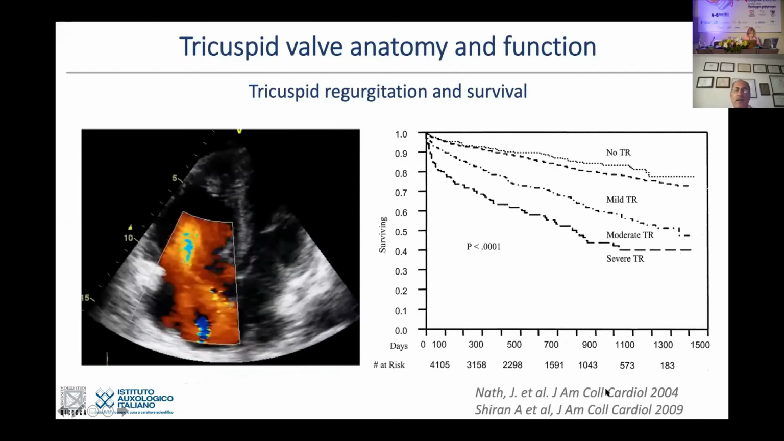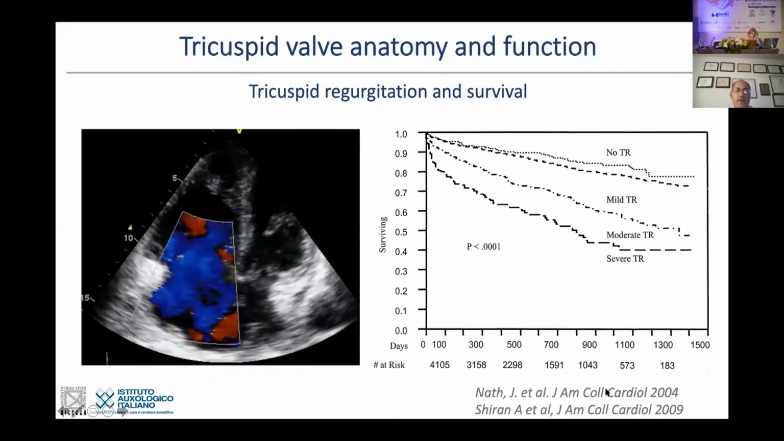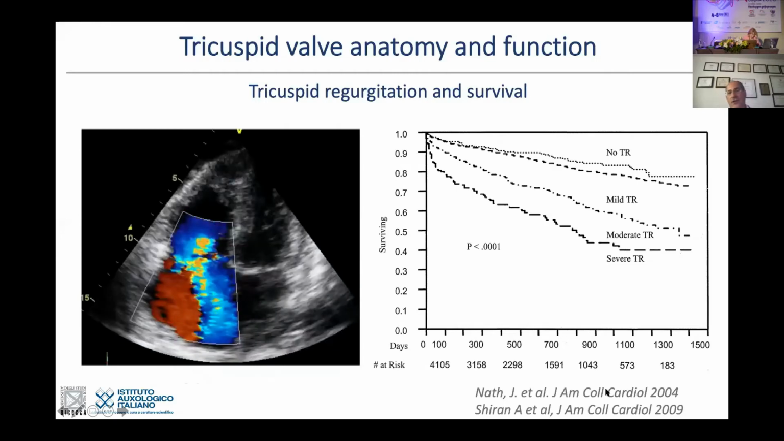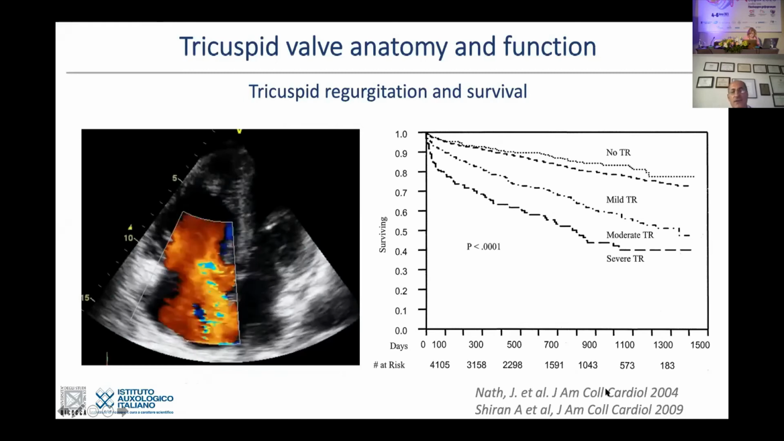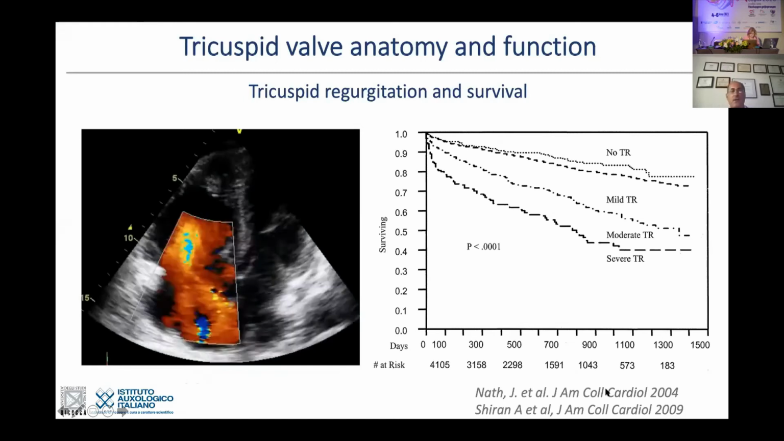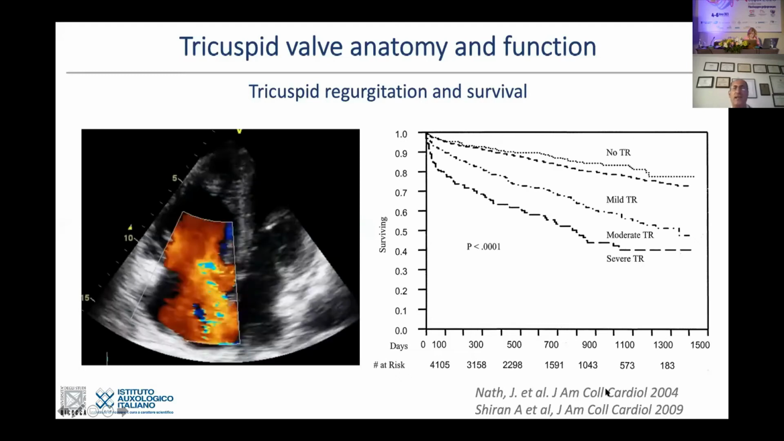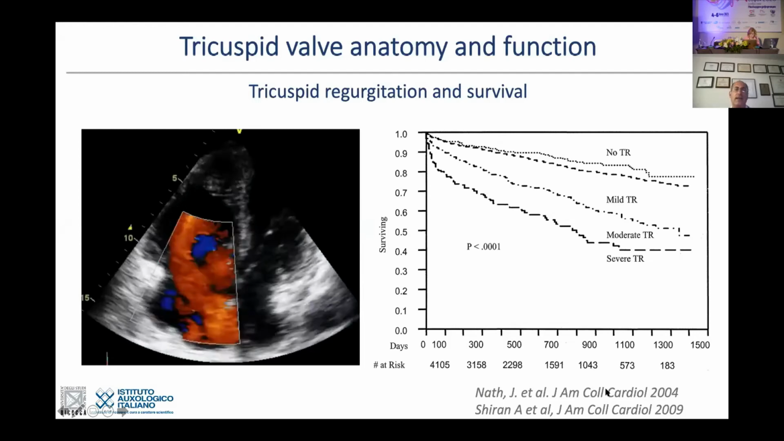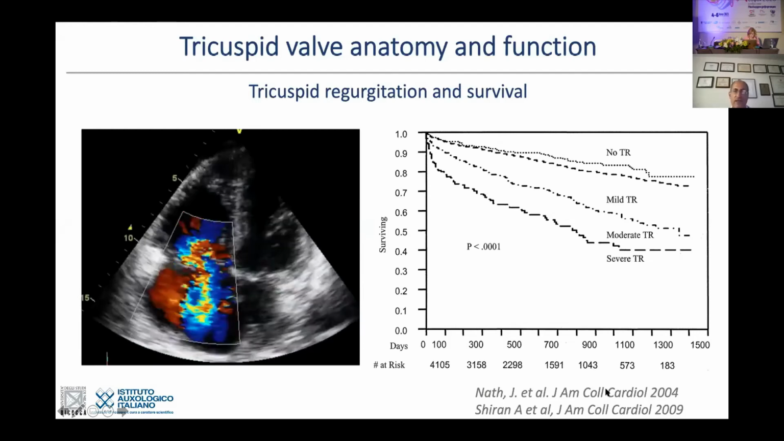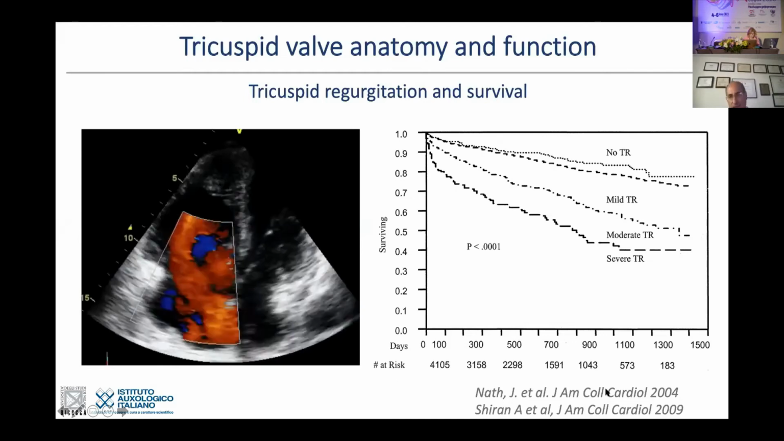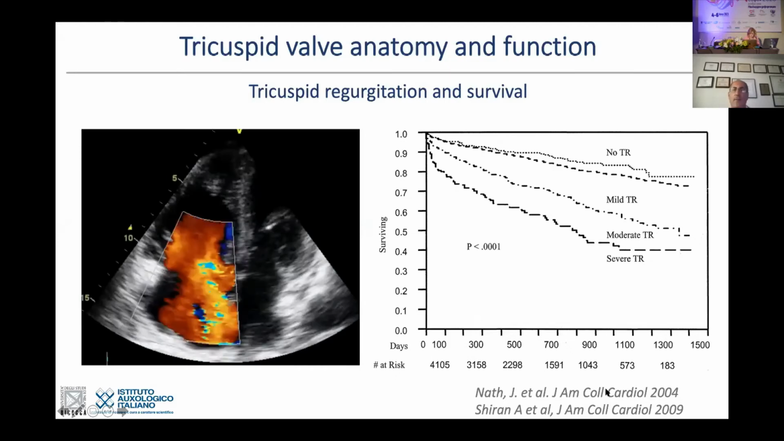Despite a huge number of papers like this one by Nath and co-workers and Shuran and co-workers that showed almost 20 years ago that tricuspid regurgitation is an independent predictor of patient survival, and that survival decreases with the increasing severity of tricuspid regurgitation, this was not that much evaluated by clinicians.